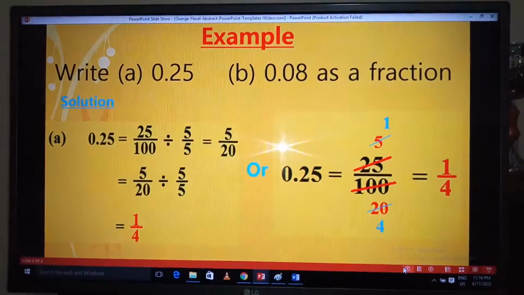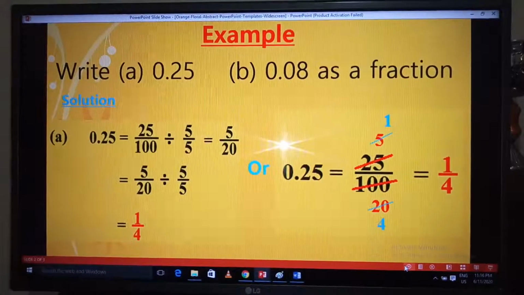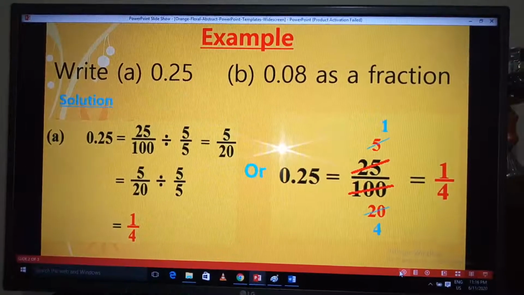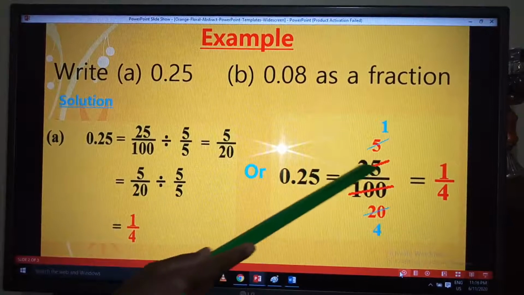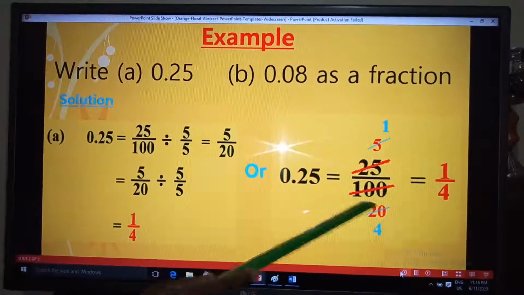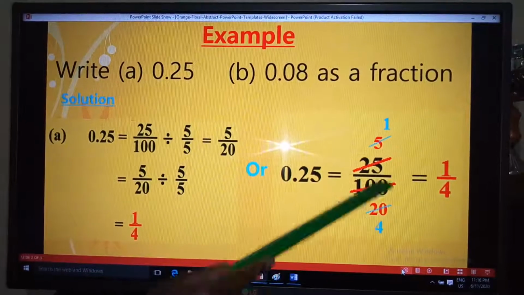We start dividing by cancelling. Which number can divide both 25 and 100 without a remainder? And we realize that the number is 5. So 25 by 5 is 5, 100 by 5 is 20. So the answer is 5 out of 20.